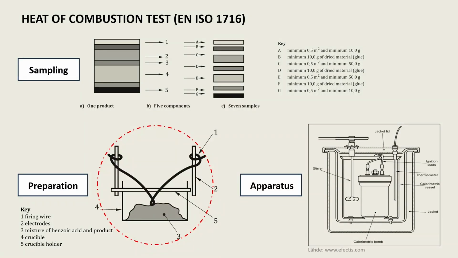If complete combustion cannot be achieved using the crucible method, the test specimen can be made by wrapping cigarette paper around the specimen and benzoic acid mixture. The bomb is then filled with pure oxygen and pressurized and then exploded. The calorific value is determined by measuring the temperature change resulting from the reaction within the bomb.